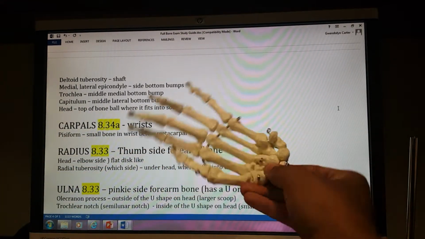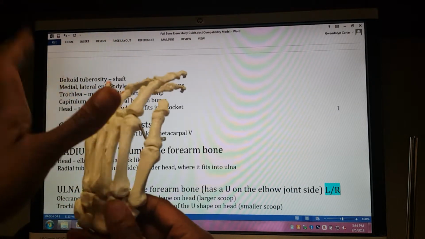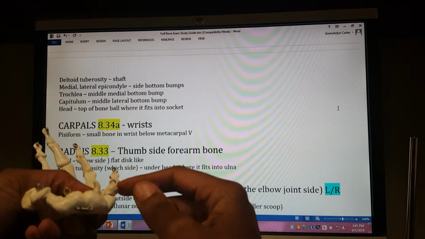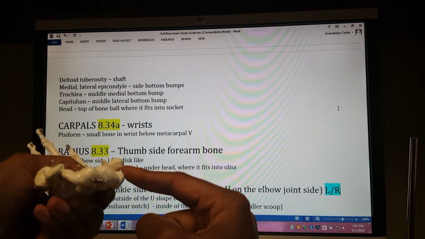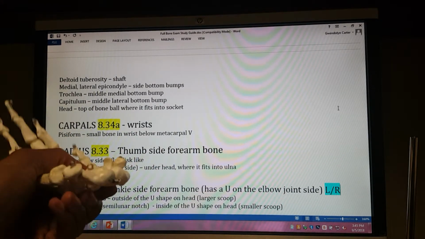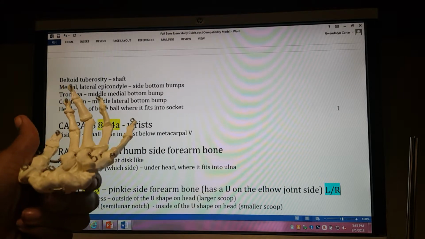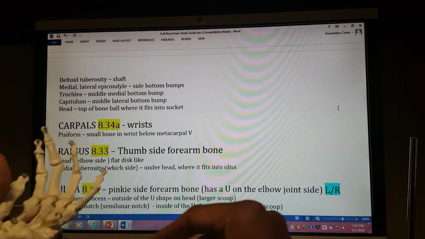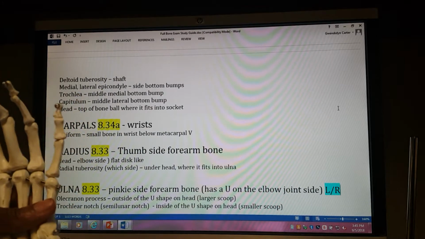On your hand, this is a left hand. Near your pinky side, this little bone here that's sticking up above the rest of them. Let's see if I can get a good view. There you go. This one that's sticking up above is your pisiform. That's the one that you're going to need to know.